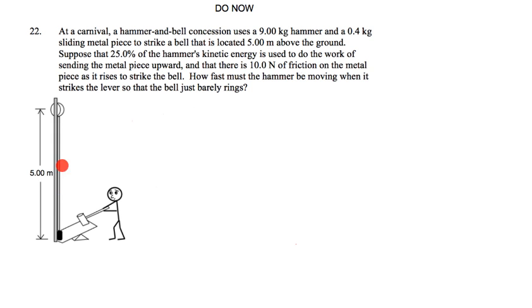So I'm going to write my conservation of energy equation for this metal piece as it goes up. So that's going to be KO plus UO plus, now there are two W's here. There's the work caused by the hammer, and then there's the work caused by friction, and that's a negative work. So I'm going to write that right here. I'm going to take care of the sign right away. That's negative friction, and that's going to equal KF plus UF. So there's my equation.